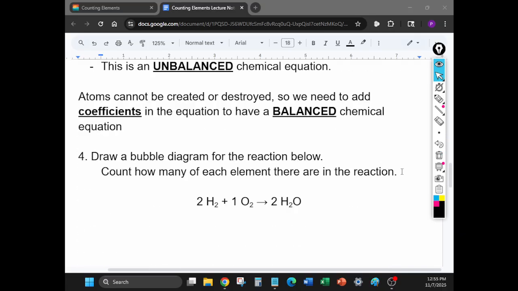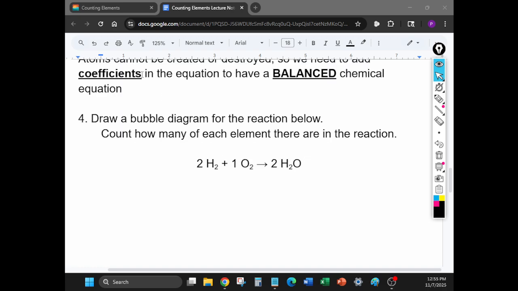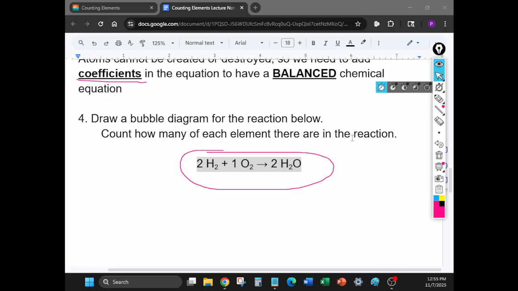The way that we balance these equations, I want you to write this word down: coefficients. We do this by adding coefficients to the equation. You might have heard that term in algebra. It works the same way in chemistry. For now, just write down the word coefficient. Then write the equation for number 4. It's very similar to number 3, but there's a little bit of a difference. Then we'll see how this fixes our equation.